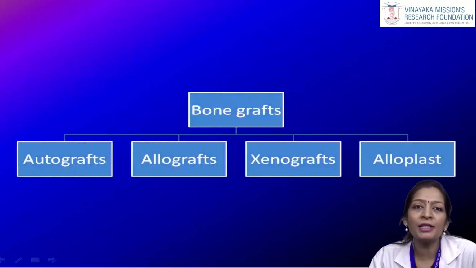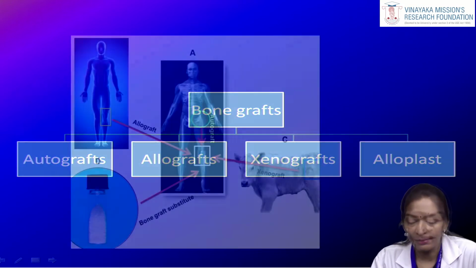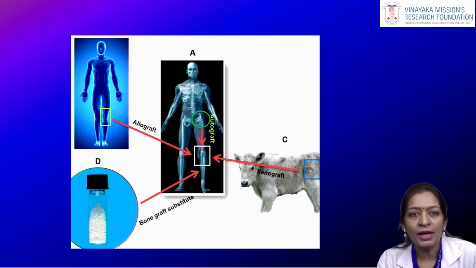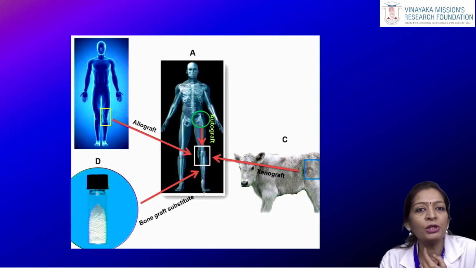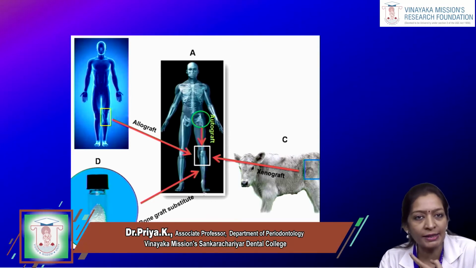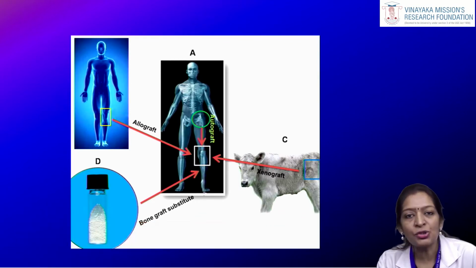So let's go into the classification of these bone grafts. How are the bone grafts classified? They are classified based on the origin as autografts, allografts, xenografts, and alloplasts. See the diagram here. This is autograft, that is grafts transferred from within the same individual from one position to another. Suppose if I have a defect in the right area, I may take a graft in the left area and place it in the right. So grafts that are transferred within the same individual from one position to another is called an autograft.